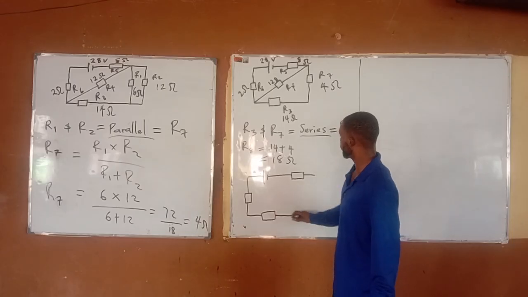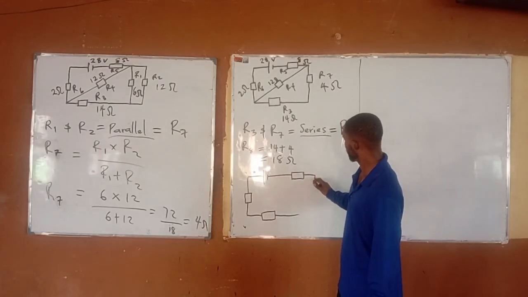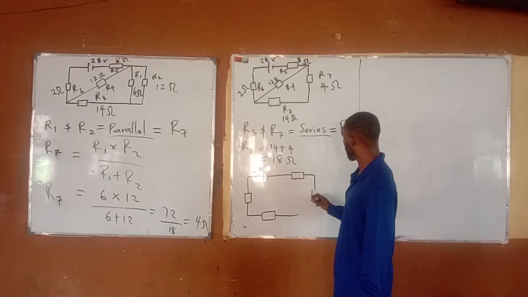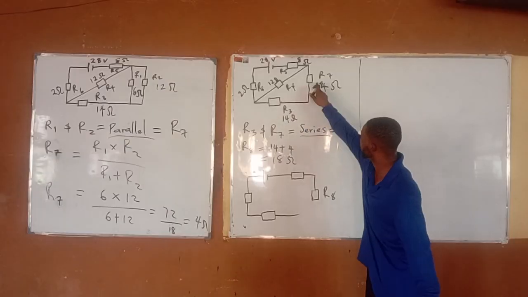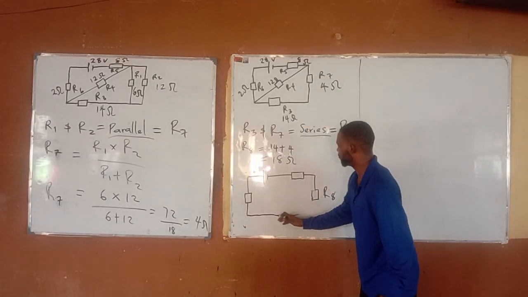You're drawing how you draw it so that you don't confuse yourself. If you like, you can put this one here, but me, I'm putting it in a way that I will not confuse myself. So I'm putting my R8 here because these two things will form something. So that means R3 is gone. Hope I'm not confusing you.